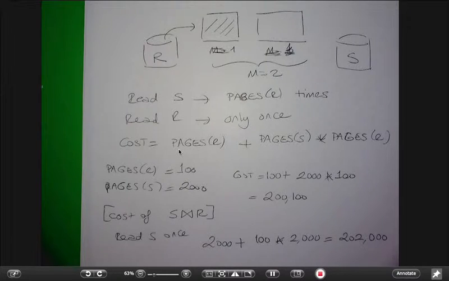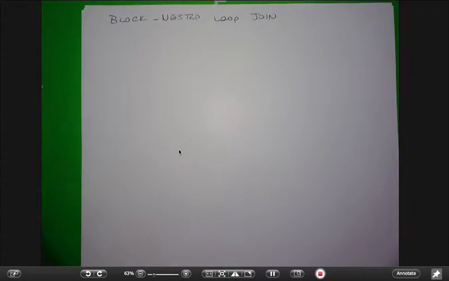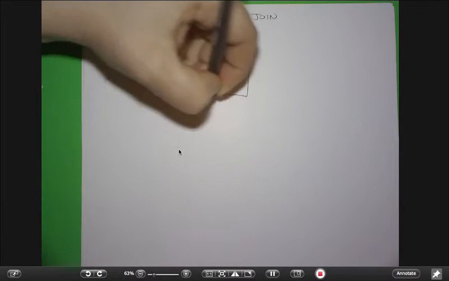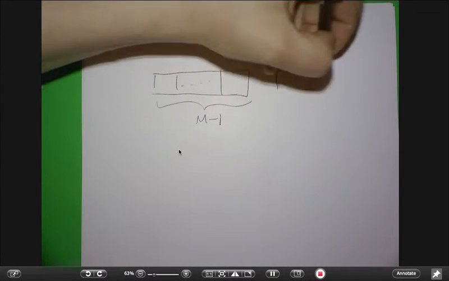But I can do better because this is very naive. Why do I have to use only 2 blocks to do my join? What if I have more memory? If I do have more memory, I can use something called block nested loop join. So let's say I have m blocks again. I am going to do it slightly differently. I am going to use m-1 blocks for R and only 1 block for S.